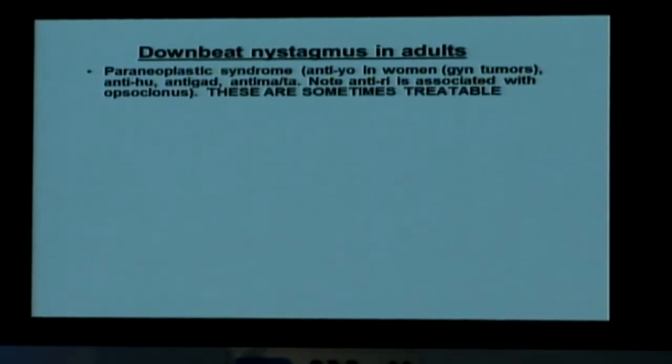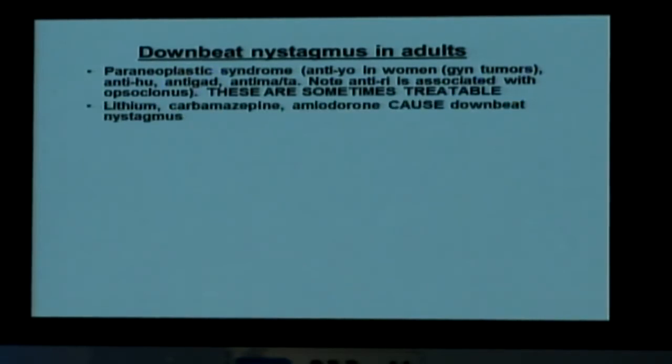We saw that earlier, downbeat nystagmus. You must exclude a paraneoplastic syndrome, and paraneoplastic syndromes are immune-mediated neurological disorders in which the cancer is not in the brain, it's somewhere else, but it's stimulating the immune system, and there's some kind of inflammatory attack on the brain. In women, we see that commonly with ovarian cancer and lung cancer. There are a number of antibodies that should be tested, and these are sometimes treatable. Getting the cancer out or under control is usually the way to treat the nystagmus.